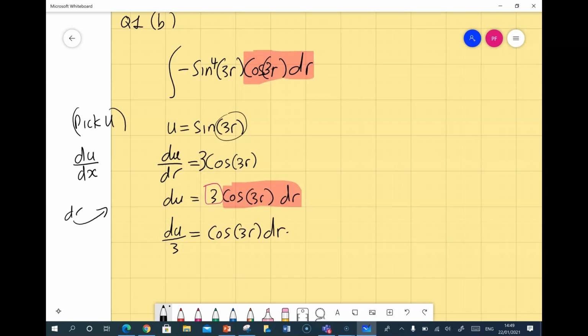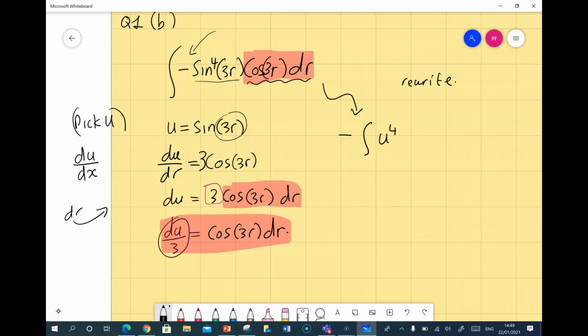Okay. So now I'm ready to replace. I'm ready to replace this cos 3r dr with du over 3. So here I am. My next step now, I'm going to rewrite. I've got this minus in front here. I'm just going to pop it outside my integral just to make things easier to look at. U is sine 3r, so sine 3r to the power of 4 must be u to the power of 4. And instead of cos 3r dr, we know that that's the same as du over 3.